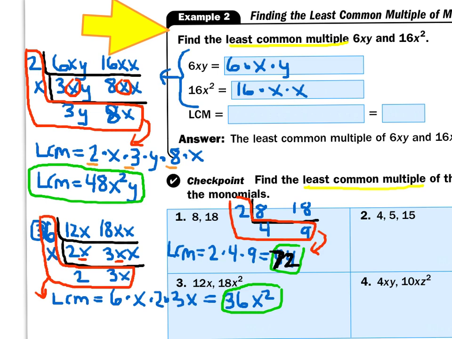So with 2 and 3x, they have nothing in common except 1. So now I'm going to grab my red and I draw that big giant L. I grab the greatest common factor and the bottom row. And my LCM is 6 times x times 2 times 3 times x. So 6 times 2 is 12, 12 times 3 is 36, and then x times x is x to the second power.